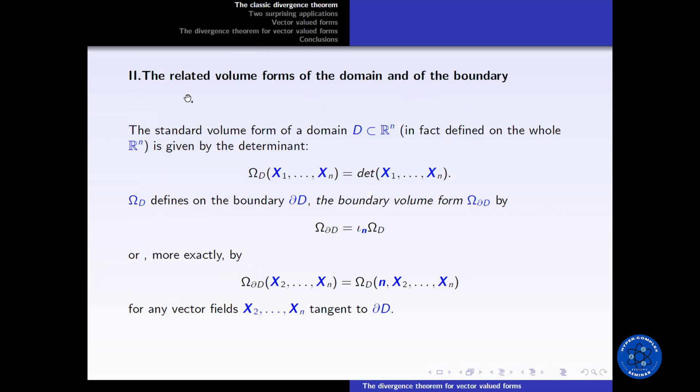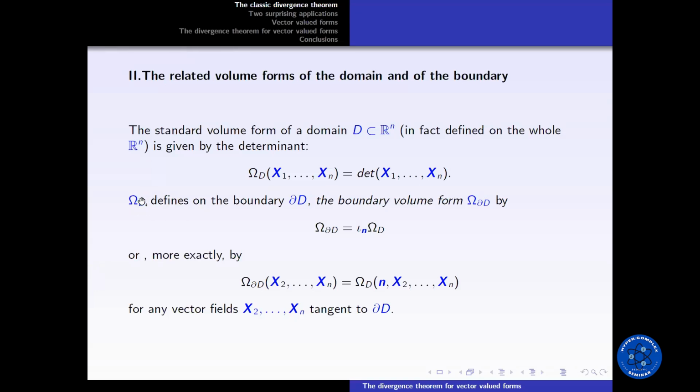The other notion is that we have to construct two volume forms, one inside of the domain and another at the boundary. Assume that we are in Rn and we have a domain D. The standard volume form of such a domain, which in fact is defined in the whole Rn, is given by the determinant. So omega D, the volume form of D, acting on a sequence of vectors x1, ..., xn, is simply the determinant of the vectors. So vectors are just rows or columns of the matrix.